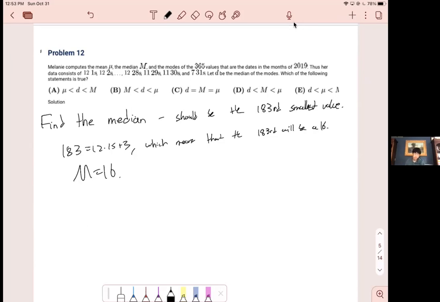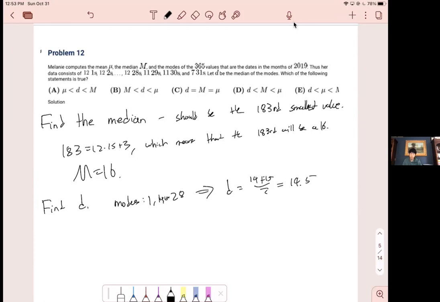And the next easiest thing to do is find D. D is the median of the modes, and the modes are going to be everything that appears 12 times. So that's going to be 1 through 28, which means that D is the median of these. The median of these values is going to be 14 plus 15 over 2, which equals 14.5. And lastly, we need to find the mean.